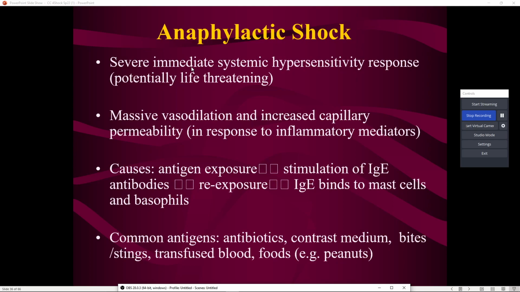So what ends up happening, second and subsequent exposures, all of a sudden antigen's back in the body. Your immune system's like, I told you not to come in here. Your body responds. Massive vasodilation, capillary permeability. We're just dumping fluid out of our blood vessels into the tissues. Big problem. Okay. We stimulate the IgE antibodies, and then IgE binds to mast cells and basophils, resulting in an attack on our own body, a cell-mediated response, essentially.